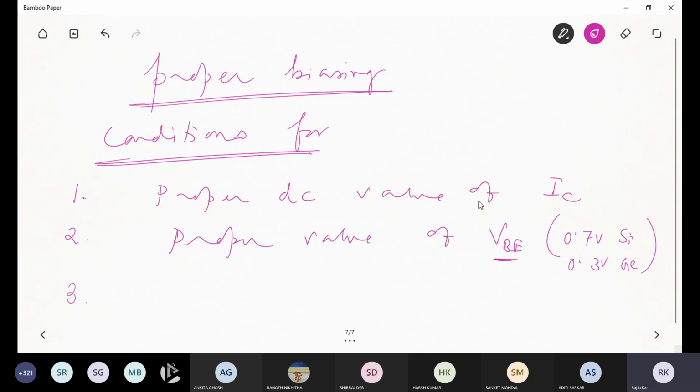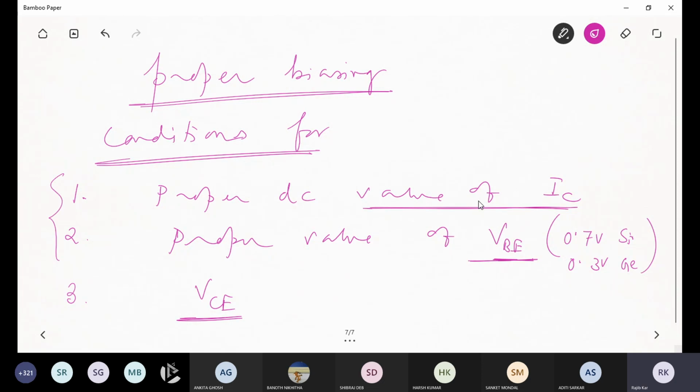And you have to select a proper value of VCE. These are the 3 parameters which will guide you whether the biasing has been accomplished or not. You have to select a proper value of IC, VBE, which is nothing but IB, and VCE, which is the collector to emitter voltage.